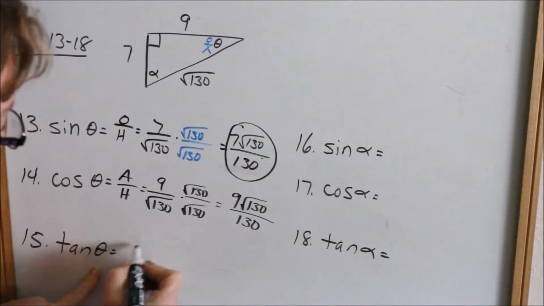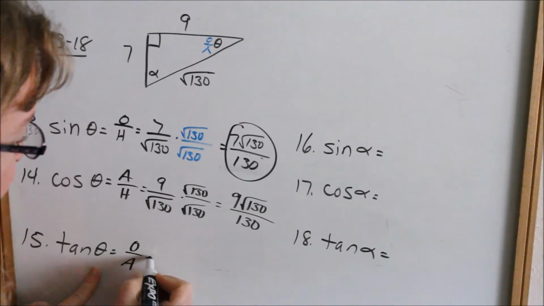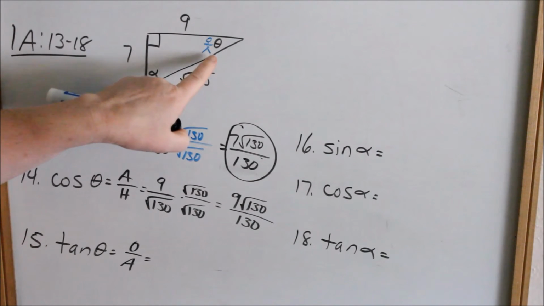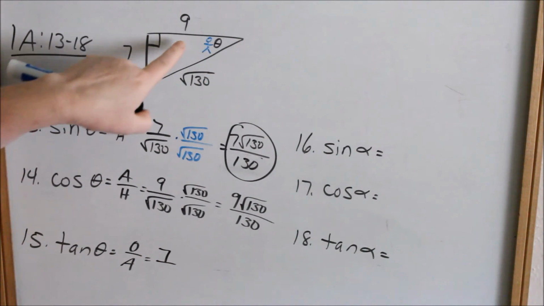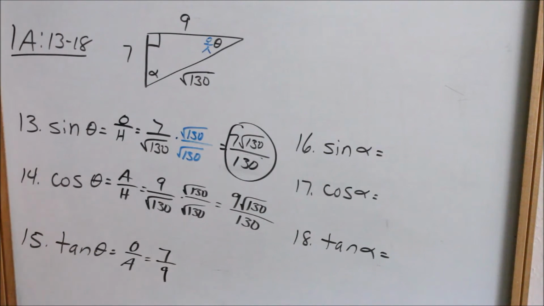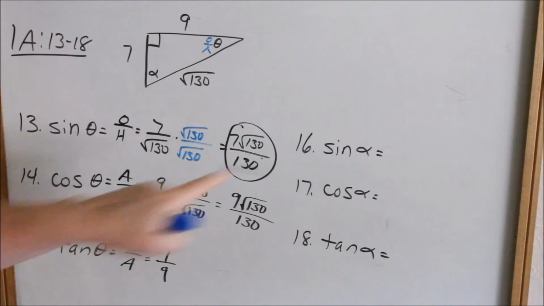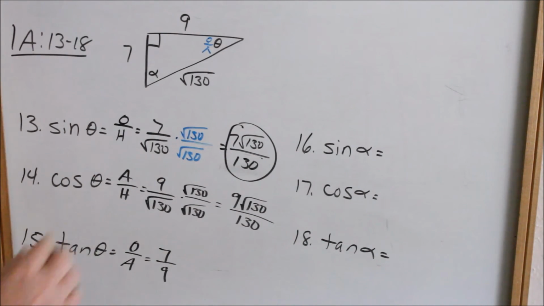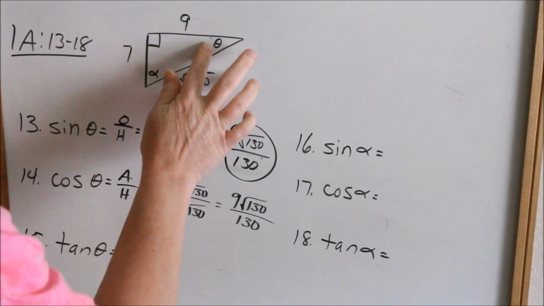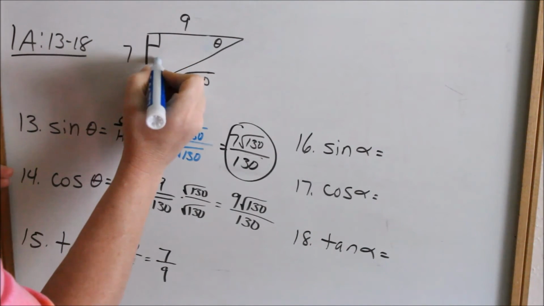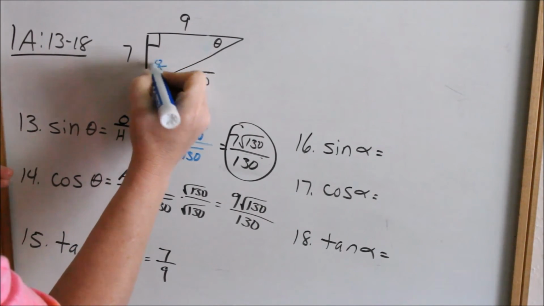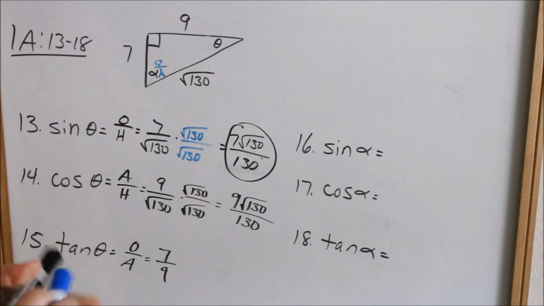Tangent theta, opposite over adjacent. If you're standing here at theta, the side opposite of you is 7 and the side adjacent to you is 9. And you can't reduce that fraction any more than that. Okay, now we're going to do sine, cosine, and tangent of alpha, which means you are now standing where alpha is, not at theta. Remember, it's all relative to where you're standing.